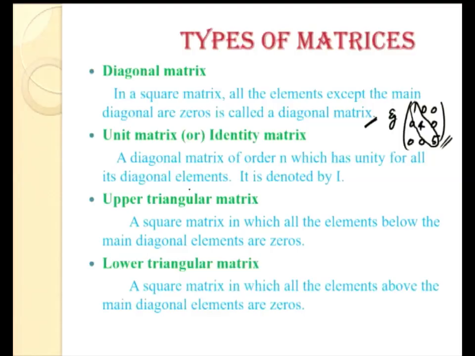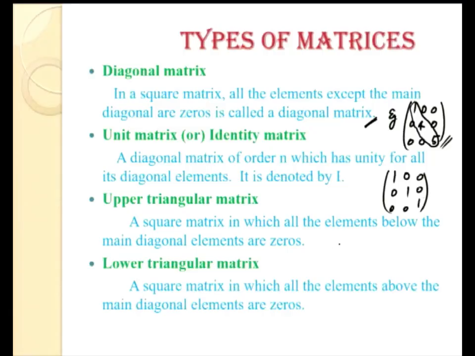Next is the unit matrix or the identity matrix. A diagonal matrix is an identity matrix in particular if all the diagonal entries are 1. So if you impose that condition on the diagonal matrix in this manner, then it becomes the identity matrix.